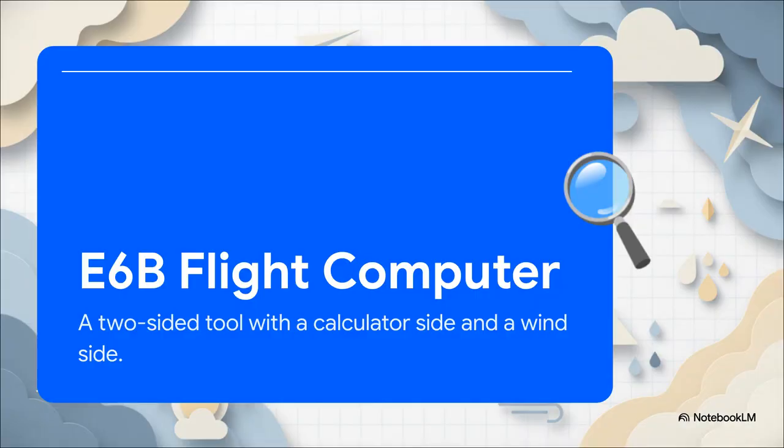Okay, let's dive into this. The E6B essentially has two personalities. You've got the calculator side, which handles your speed and fuel, and the wind side, which is for navigation. Right now, we're looking at the calculator side. It features two rotating discs, and the absolute most important feature you need to locate right off the bat is the rate arrow. It's this small, heavy black arrow on the inner disc. That arrow is your home base for almost every single calculation we're going to do.